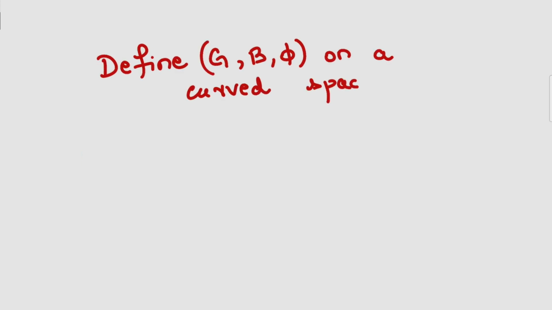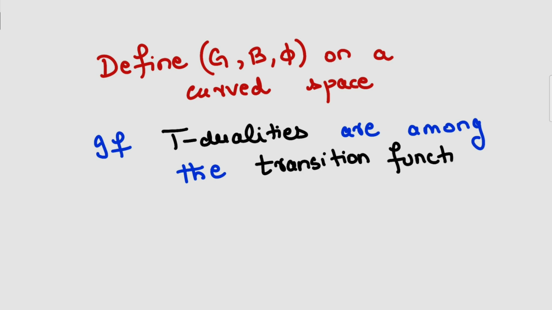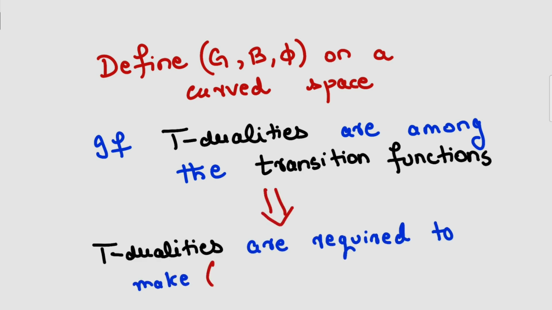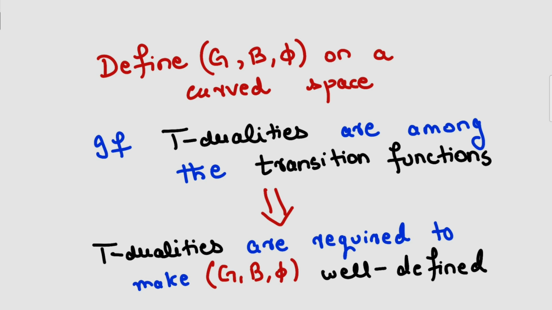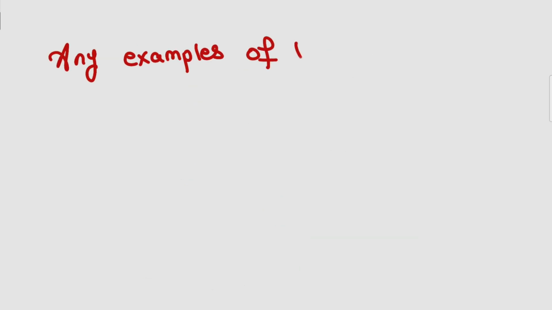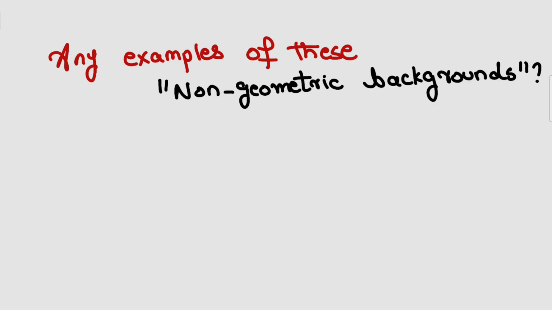Now, consider the background, G, B and phi, defined over a curved space. If the transition functions for these fields are given by T-duality transformations, we say that T-duality transformations are required to make the background well-defined. So, are there any examples of such non-geometric backgrounds? I will present just two related examples.